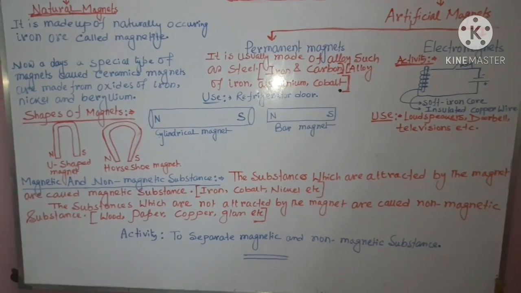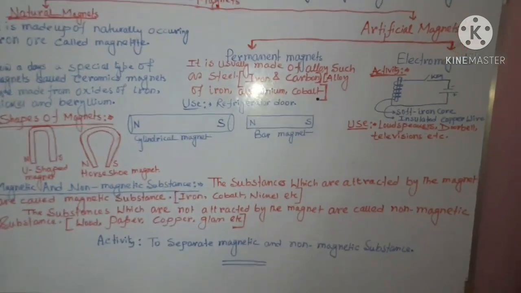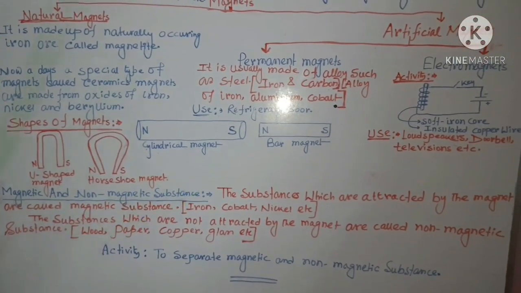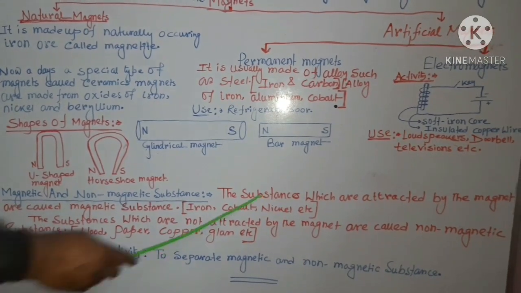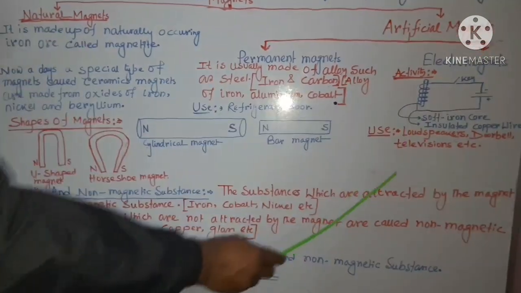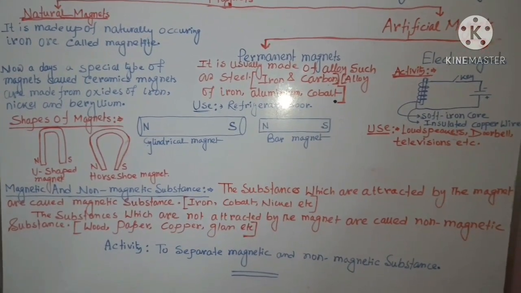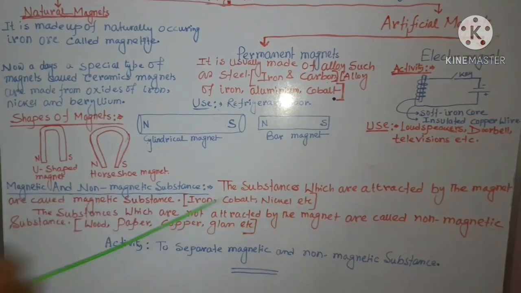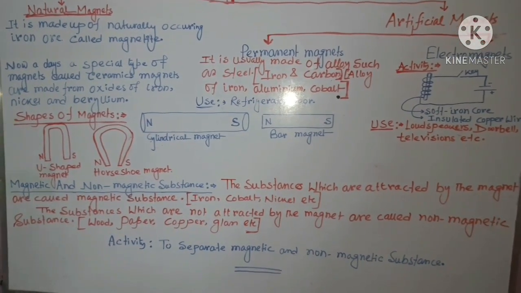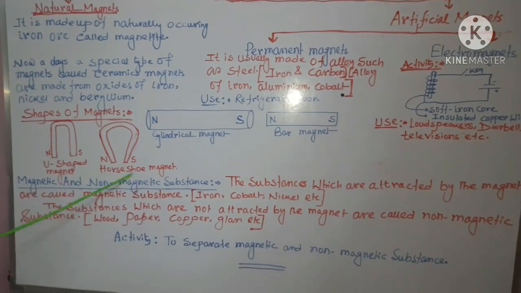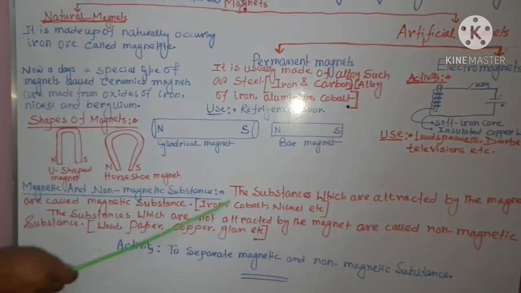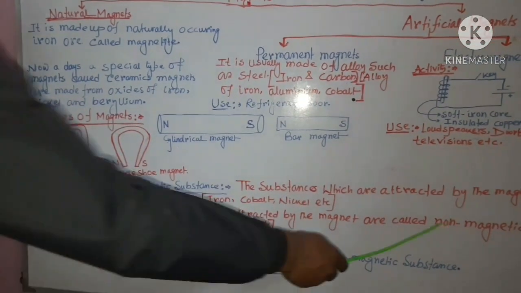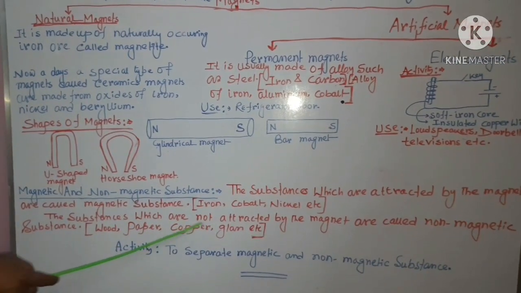Now you have to know what we mean by magnetic and non-magnetic substance. The substances which are attracted by the magnet are known as magnetic substances. For example, iron, cobalt, nickel, etc. These are known as magnetic substances because they are attracted by the magnet. Now, non-magnetic substance. The substances which are not attracted by the magnet are called non-magnetic substances. Example, wood, paper, copper, glass, etc.